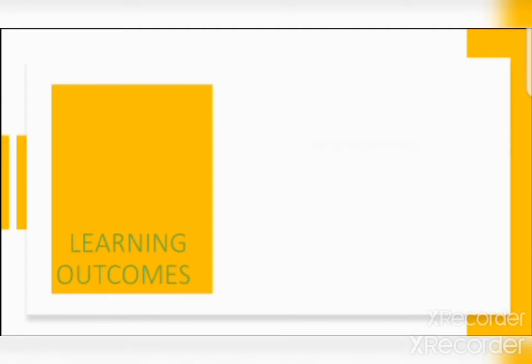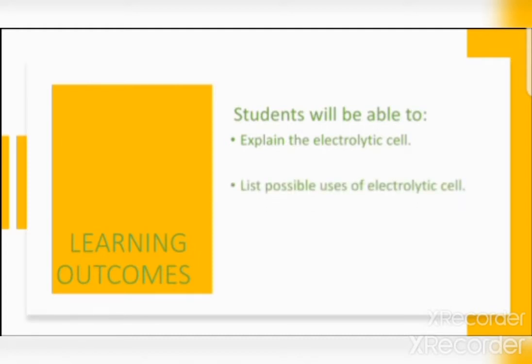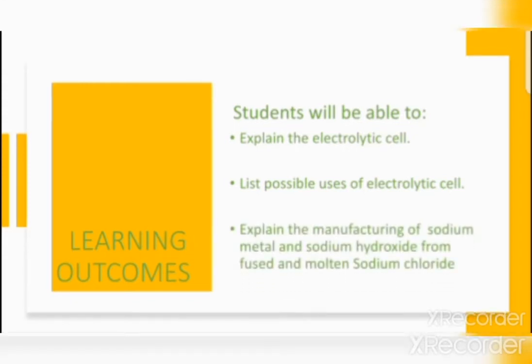After going through today's lesson, students will be able to explain the electrolytic cell. They can easily list possible uses of electrolytic cell. They can easily explain the manufacturing of sodium metal and sodium hydroxide from fused and molten sodium chloride.